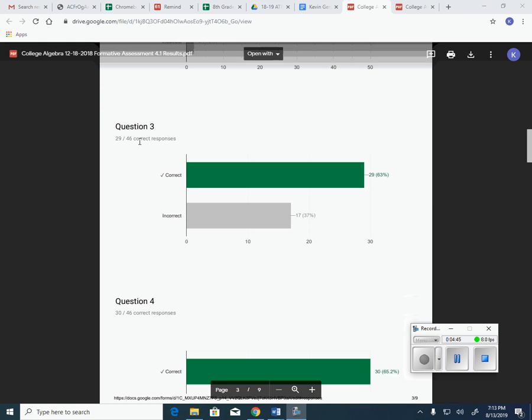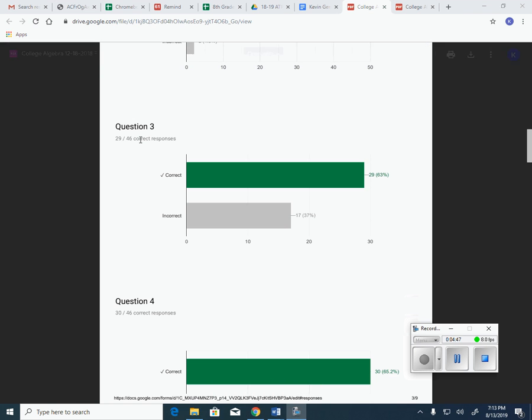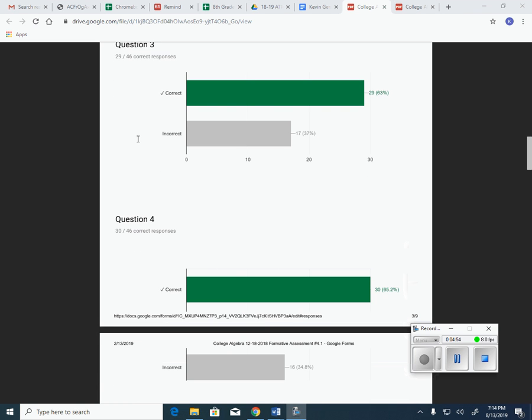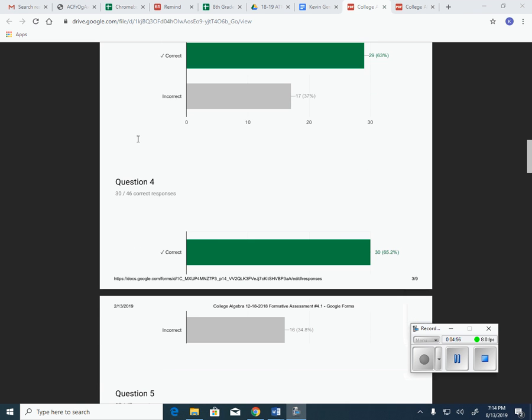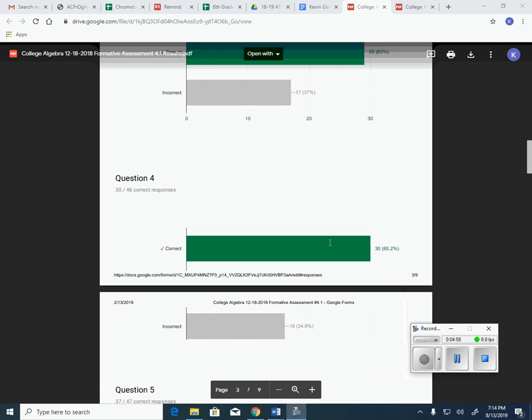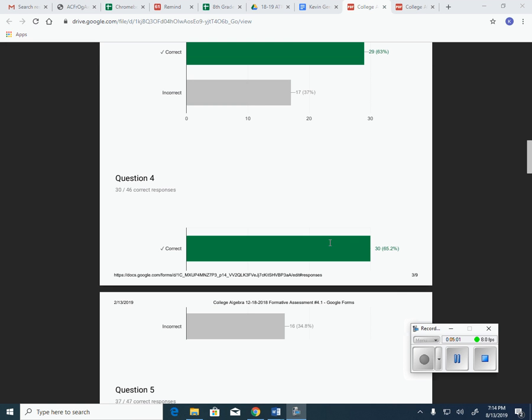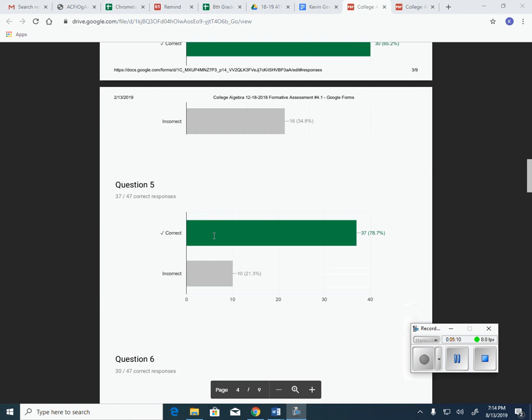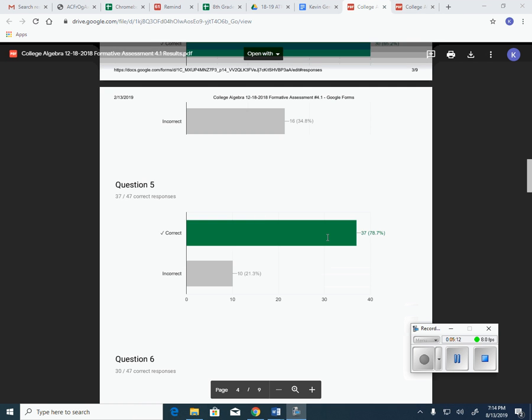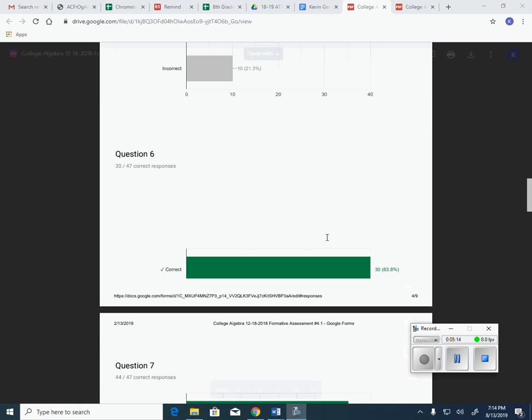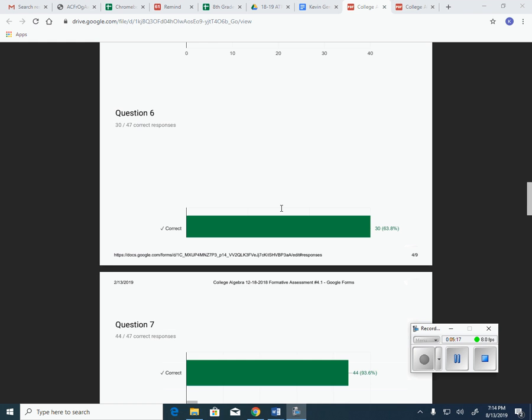But question 3 was a question regarding complex fractions. You can see we're still shooting at 63% on that one. That was frustrating to me to see. Question number 4, 65%. That was dealing with solving an equation with fractions in it, so you had to multiply through by a constant. Question number 5 was nonlinear inequalities. Still, we're at 78%.